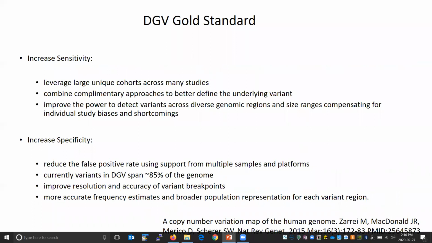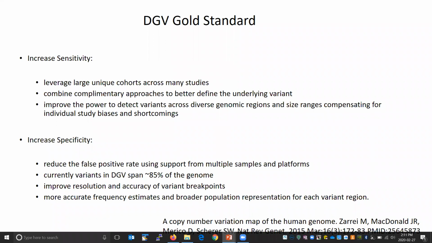So now I'll go into a bit more detail on the DGV Gold Standard Dataset. The motivation for creating this dataset was twofold. The first was to increase the sensitivity by creating a comprehensive reference set of variants by leveraging these large, unique sets of samples that exist across multiple studies. By combining a number of different complementary approaches, we can better define the underlying variant as well. And we can improve the power to detect variants across diverse genomic regions and across different size ranges, compensating for the individual study biases and shortcomings.